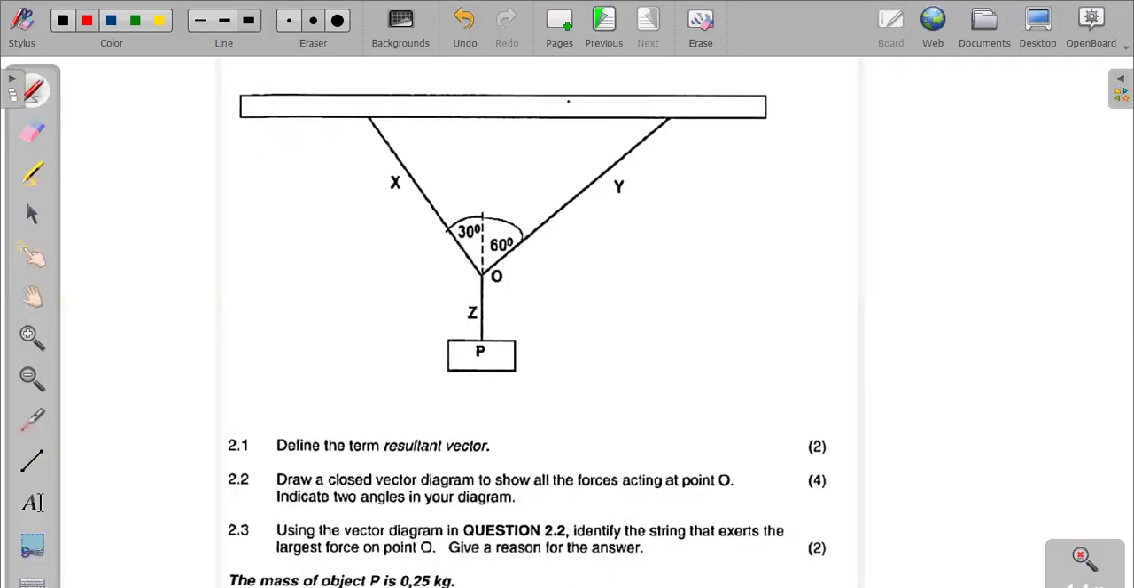That's our first question. So we are defining a resultant vector as a single vector having the same effect as 2 or more vectors together, or we can say it is the vector sum of 2 or more vectors. Okay, let's go to 2.2.